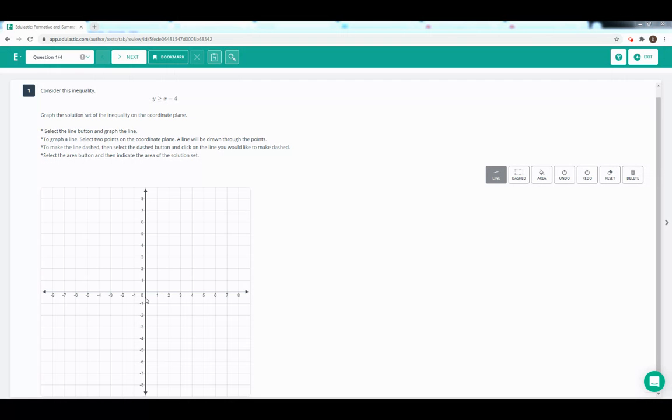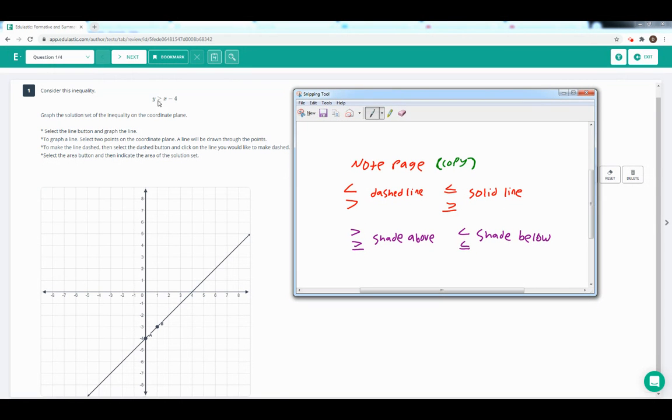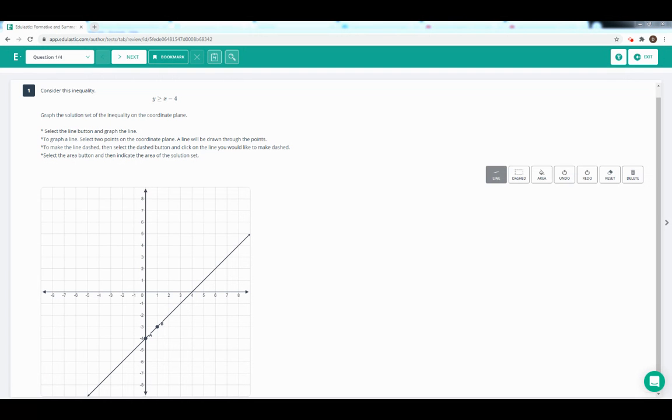So I'm going to start on negative 4. My slope is positive 1, so that's up 1 over 1. And now I have to determine if I have a solid line or a dashed line. If we refer back to the notes, you will see that greater than or equal to is going to be a solid line. So that's just going to stay solid. To change it to dashed, I'll show that in a minute.